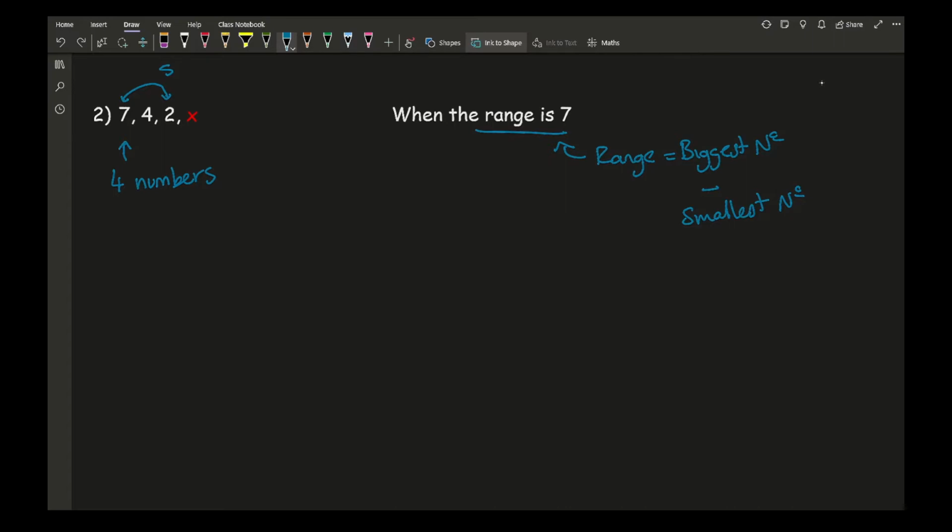So in terms of the first possible answer, let's assume that 7 is the biggest number, and let's say my missing number here is going to make the range equal 7. So let's just assume that x is smaller than 2, then what take away from 7 is going to give me 7? Well, that's going to equal 0. So there's my first possible answer.